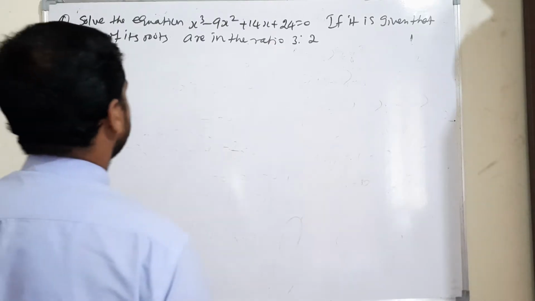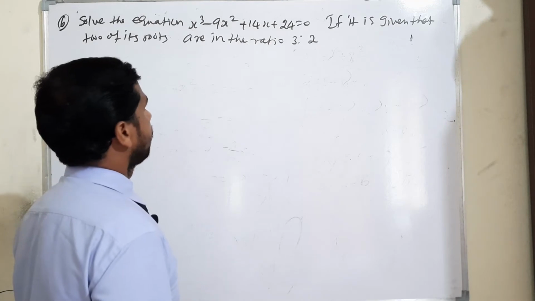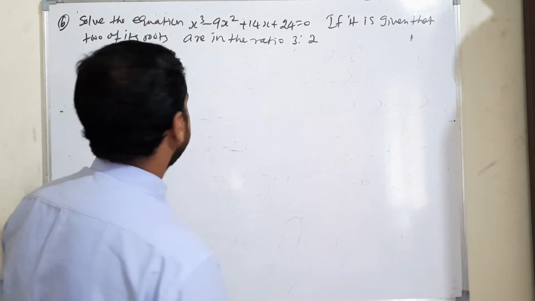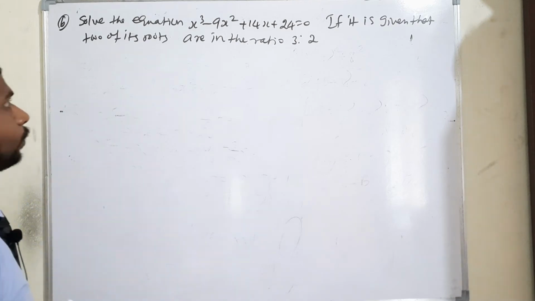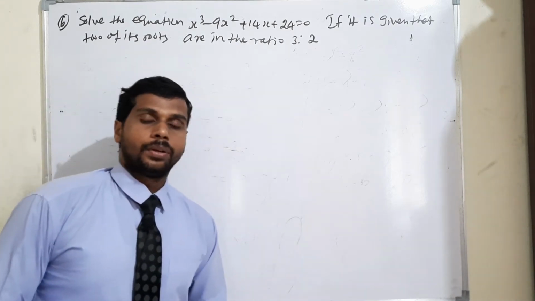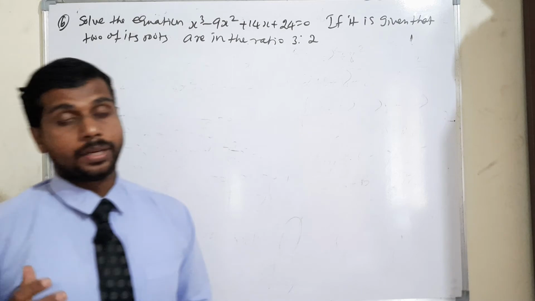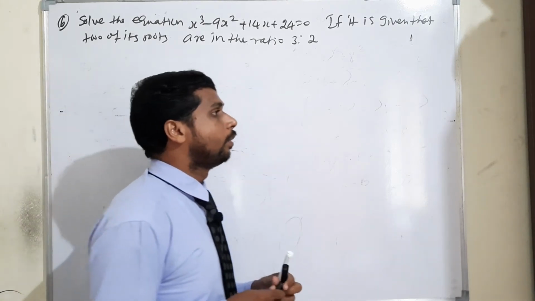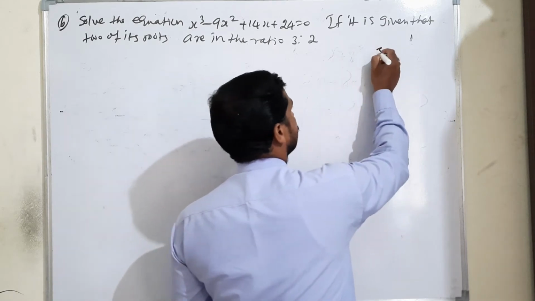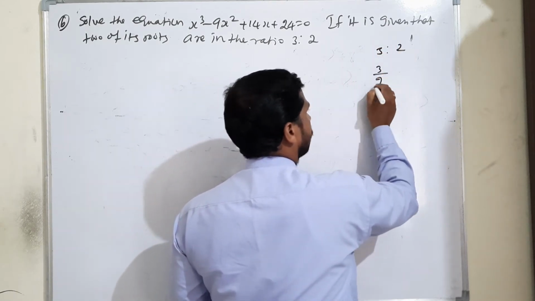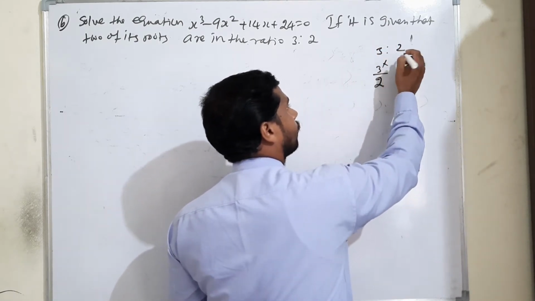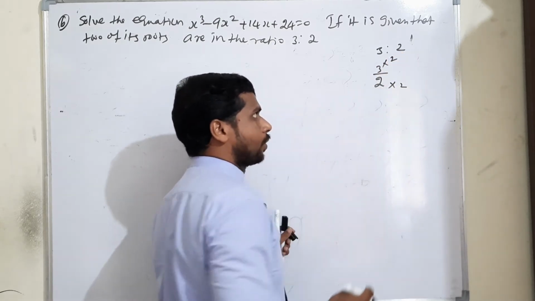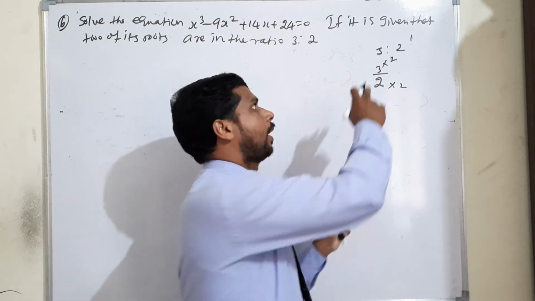Question number 6. Solve the equation x cube minus 9x square plus 14x plus 24 is equal to 0, if it is given that 2 of its roots are in the ratio 3 to 2. Already we discussed a similar example, but there it was a 3 ratio, whereas here it is only a 2 ratio. The ratio value will be 3 and 2, so we can write 3 divided by 2. In an equivalent fraction, if the numerator is multiplied by 2, the denominator is also multiplied by 2, so instead of the number you have to use one constant.